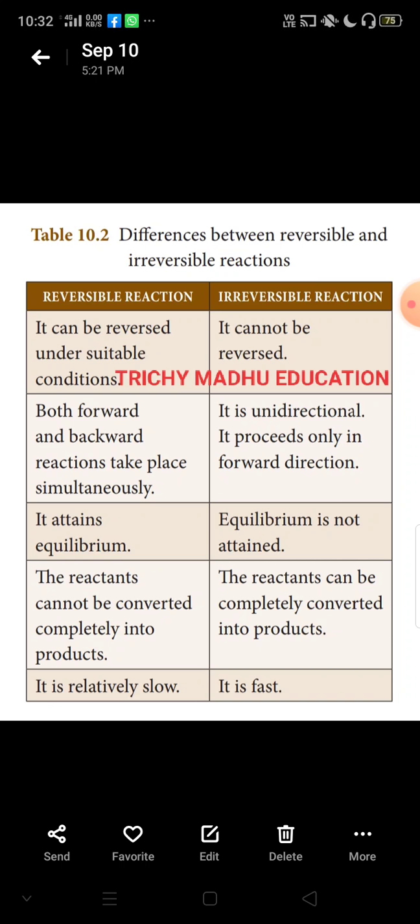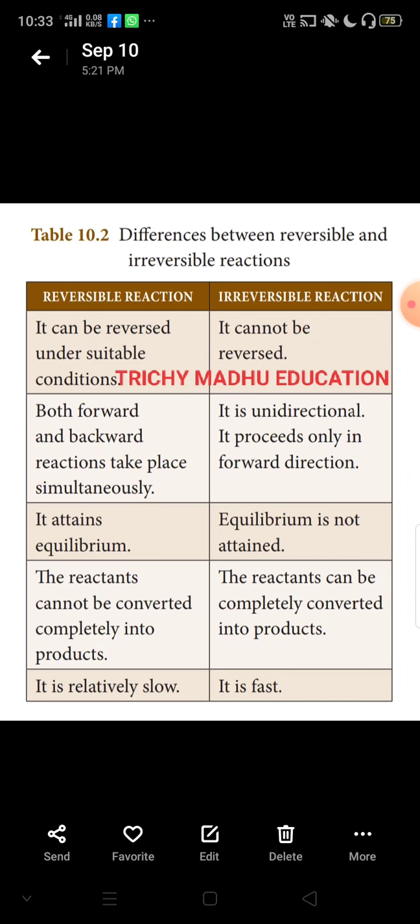A reversible reaction attains equilibrium. In an irreversible reaction, equilibrium is not attained. In a reversible reaction, the reactants cannot be converted completely into products. In an irreversible reaction, the reactants can be completely converted into products. A reversible reaction is relatively slow. An irreversible reaction is fast.